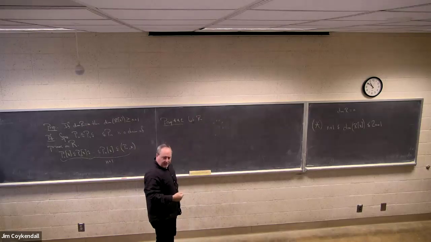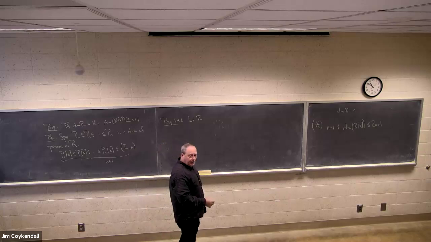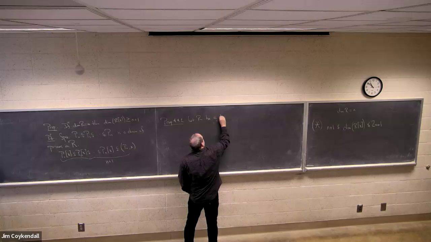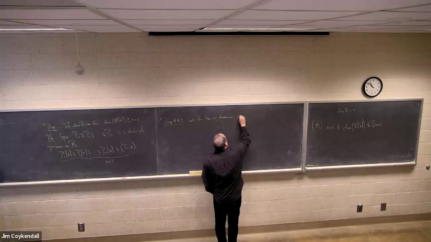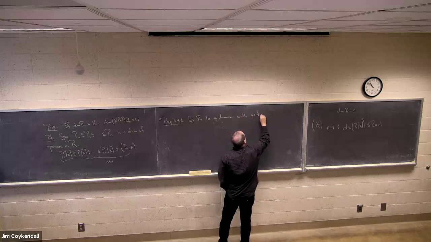In fact, one of the things that I'm going to do to prove the upper bound is reduce the problem. And so I'm going to give you some results here that help us reduce. Let R be a domain. So now this obviously applies to interval domains. The quotient field.